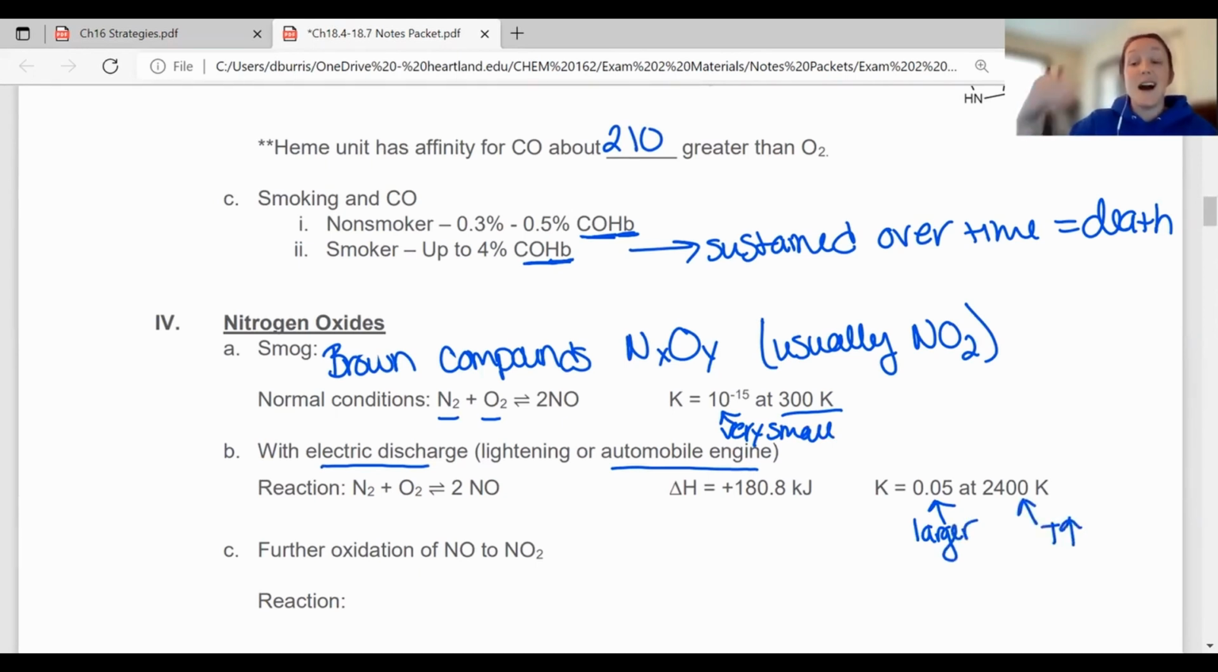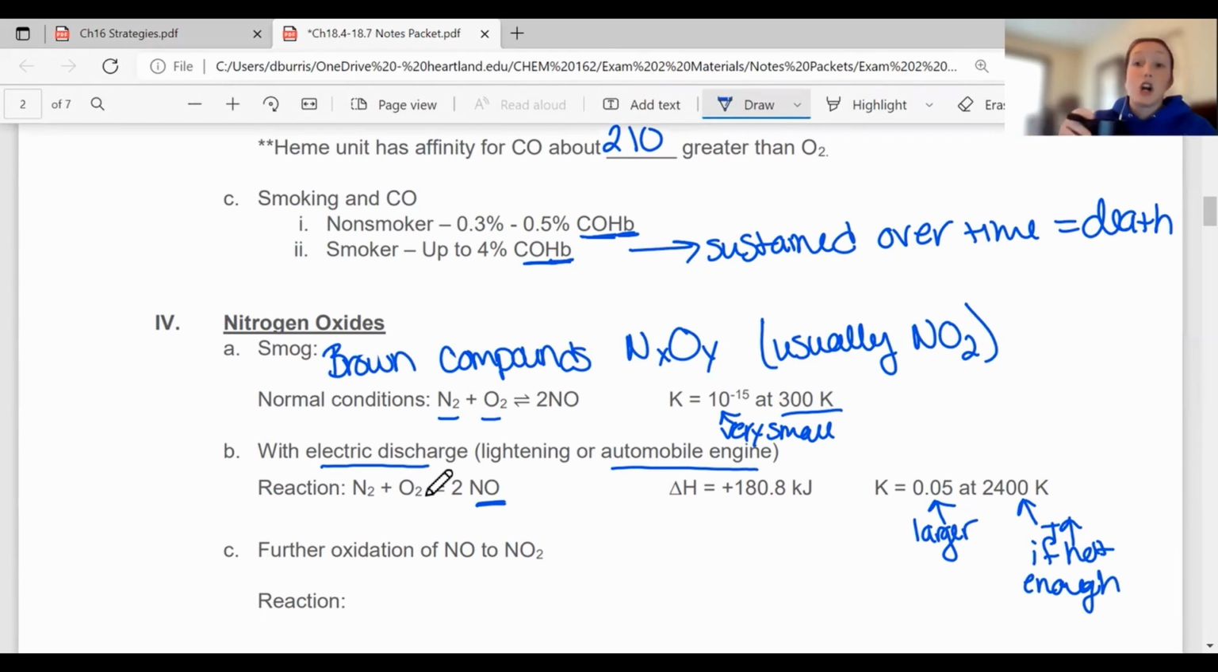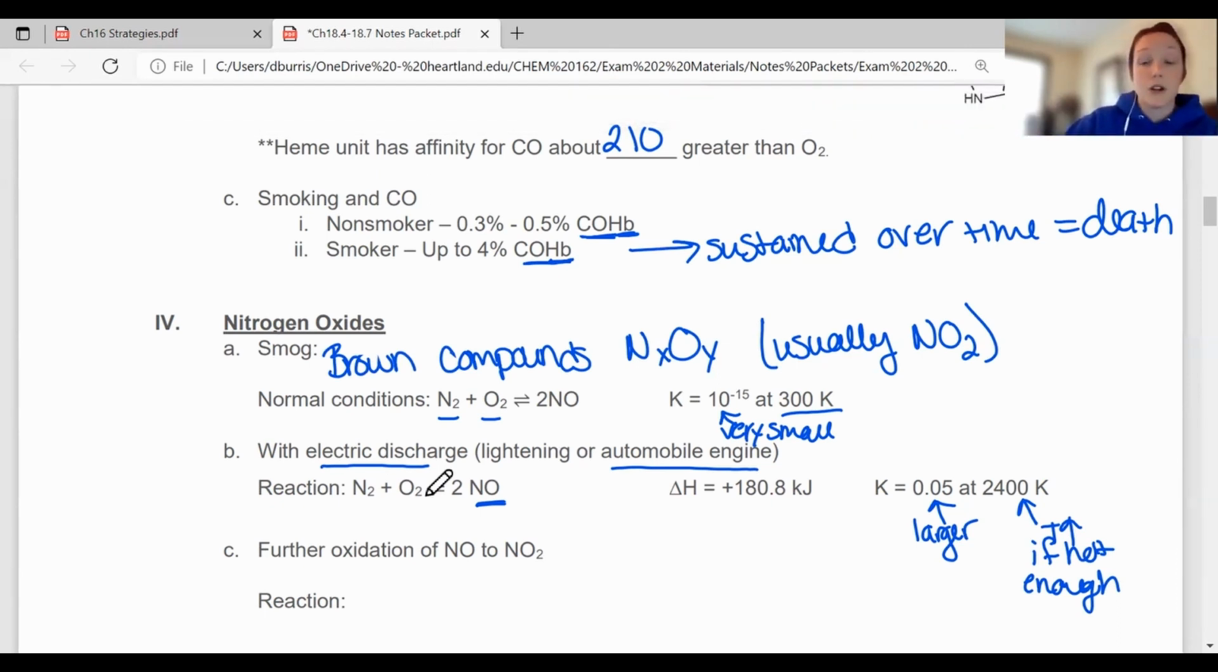So essentially, if it gets that hot, and it does get that hot in automobile engines or when lightning strikes, you're much more likely for this reaction to happen. So we're going to make this NO, which is a problem. Increased temperature, if it's hot enough, is the only thing that I want to write there. So the hotter it is, the more likely this is to occur. So more automobile combustion, more nitric oxide being produced. So when we have a bunch of this NO in the air, it can cause problems, but it also can react on its own.